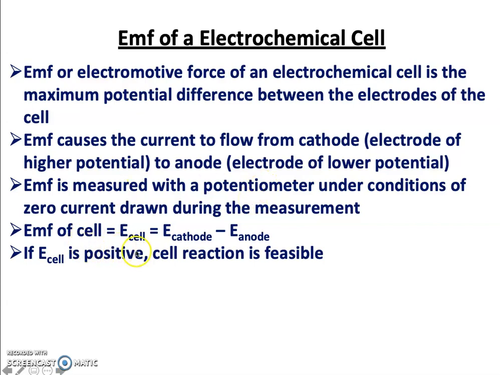Now, EMF of the cell is represented as E cathode minus E anode. E stands for the electrode potential of the cathode minus the electrode potential of the anode. Now, if the E cell is positive, then only we can say that the redox reaction will continue in a spontaneous manner, and the cell reaction, we tell that it is feasible.